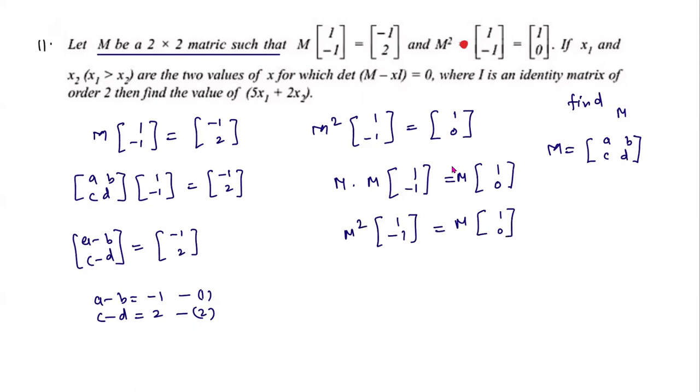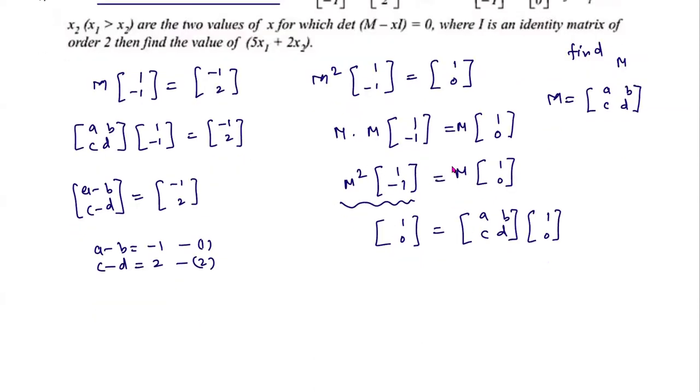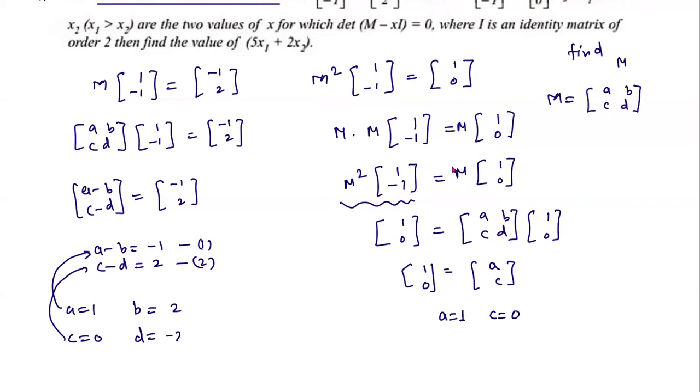What is M square into (1, minus 1)? They gave (1, 0). What is M we have? [A, B; C, D], that we multiply with (1, 0) again. Now we have the equation when we multiply this: A, C is 1 and 0. So A is 1 and C is 0. If we substitute A, then we can have B, which is 2. If we substitute C equal to 0, then we can have D is minus 2. So what M matrix do we have? [1, 2; 0, minus 2]. Can we find M?